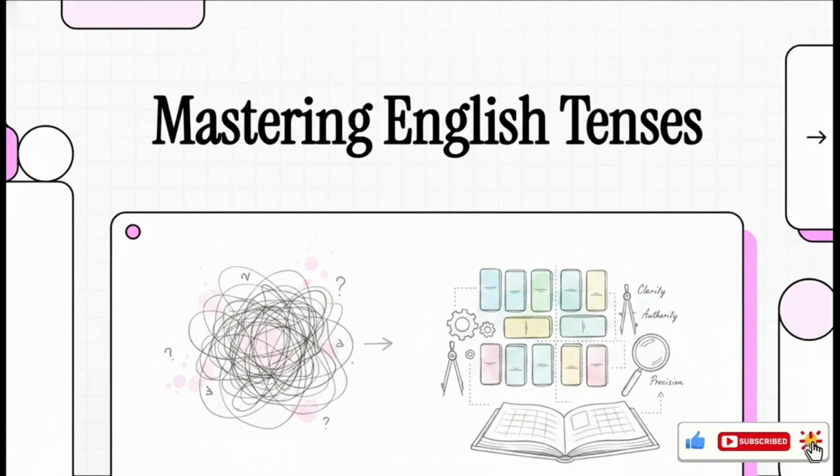We're going to take the 12 English tenses and completely transform them from a confusing web of rules into a highly structured, strategic communication toolkit. By the end of our time together, you're going to know exactly which grammatical tool to deploy to project authority, clarity, and precision in literally every interaction.